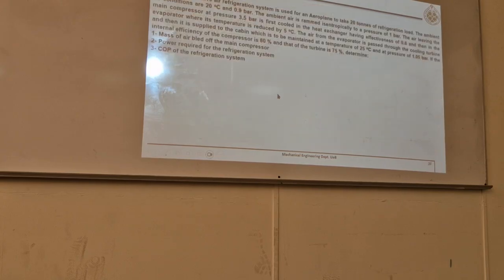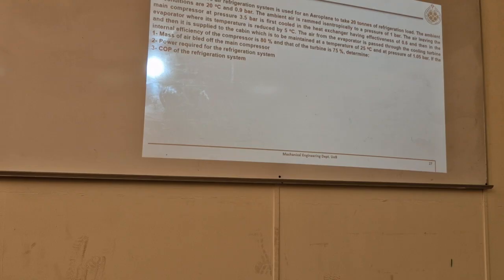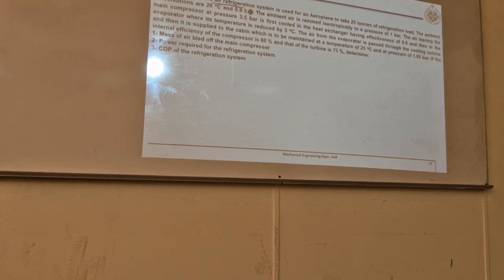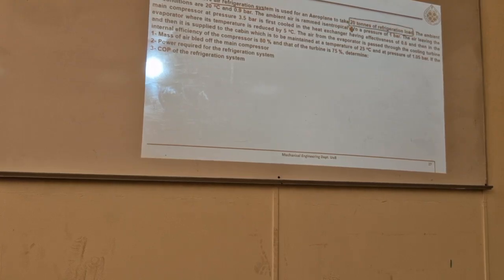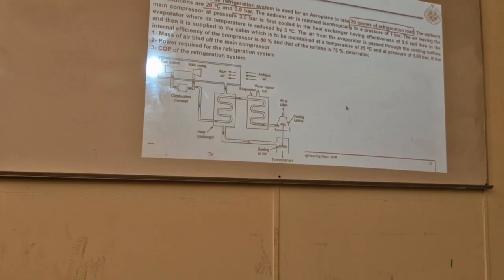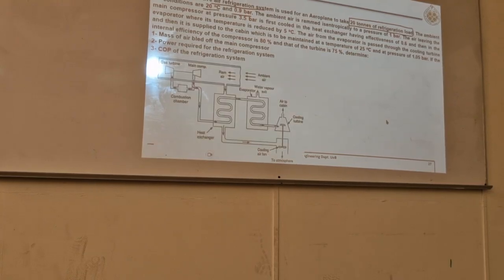Okay, so let's do one numerical related to this one. A simple evaporative air conditioning, air refrigeration system, which we just saw, is used for an aeroplane to take 20 tons of refrigeration load, right? Q is given. The ambient air conditions are 20 and 0.9. So, okay, its solution is here. I will explain directly from there.